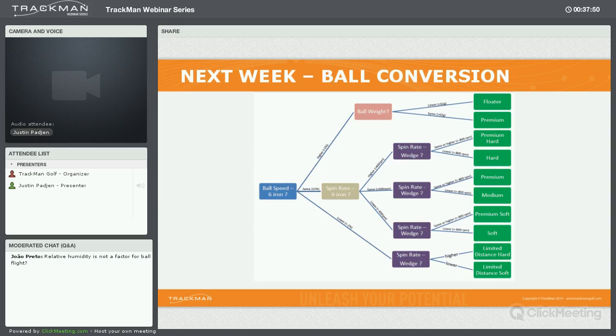So next week, we're going to get into ball conversion. Ball conversion is going to convert whatever golf ball you're hitting, from a range ball to a premium ball, and then it's going to automatically use the normalization feature. So I wanted everybody to get a good understanding of what normalization is, how it works, and look at some examples, and then next week we'll look at ball conversion and how that fits into the picture.